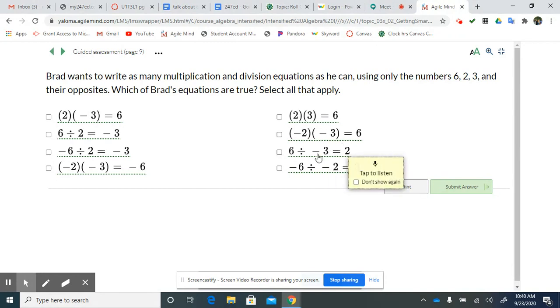And then positive divided by negative should be giving us a negative. So that one's not true. Negative divided by negative gives us a positive. That looks right. 6 divided by 2 is 3. So write down the last one. Negative 6 divided by negative 2 gives us a positive 3. Yep.